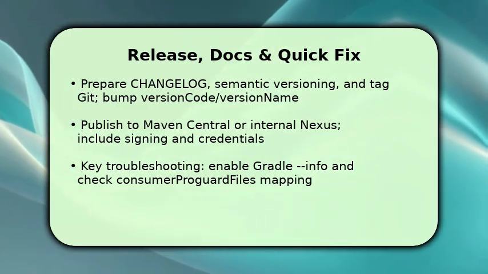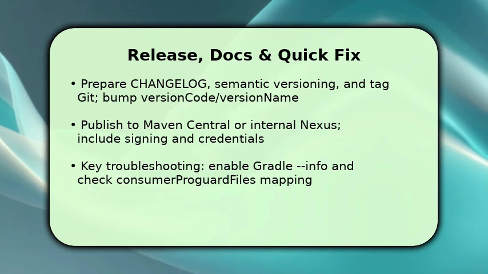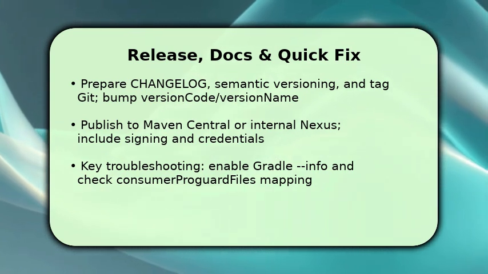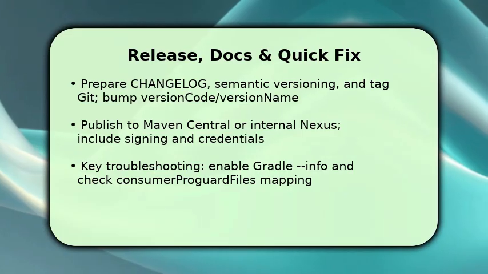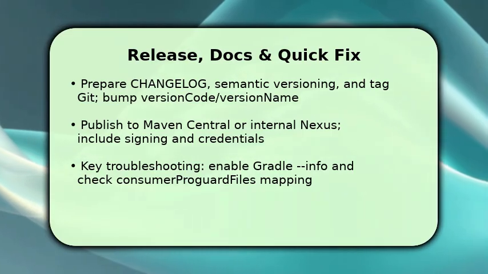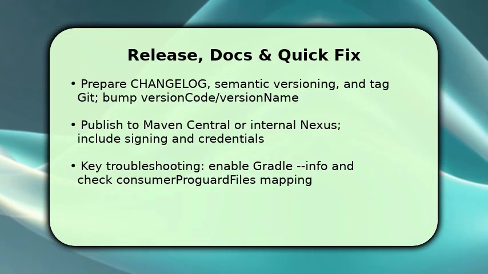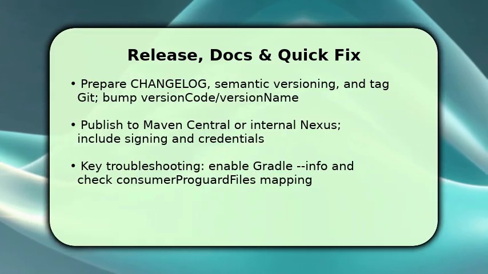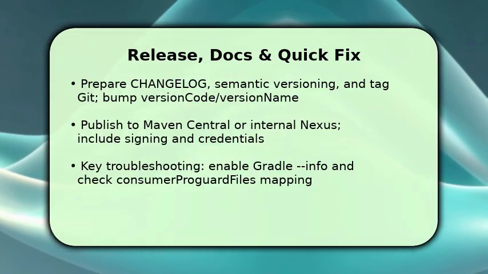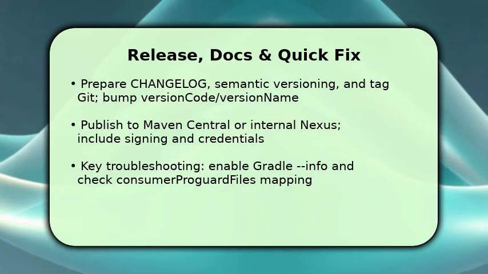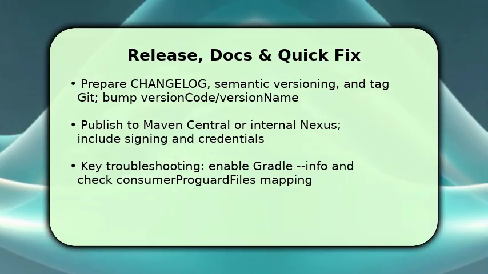Provide README and quick start snippets, and attach sources and JavaDoc. If consumers report runtime crashes or missing methods, enable Gradle info. Verify ProGuard/minify mapping, and ensure consumer ProGuard files are shipped. That usually resolves missing symbol or resource merging issues.